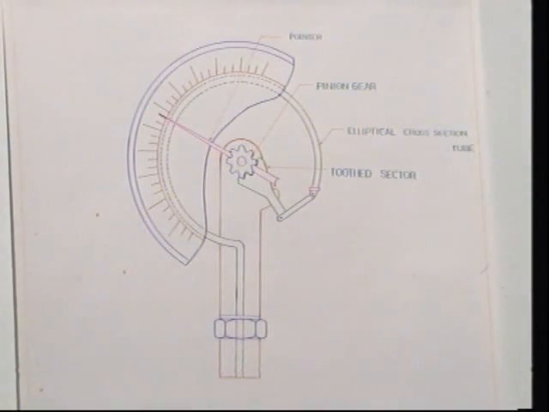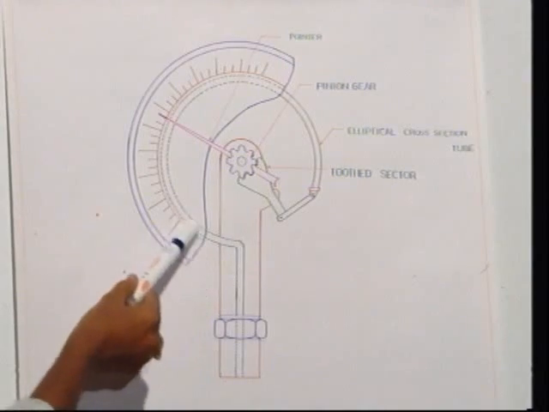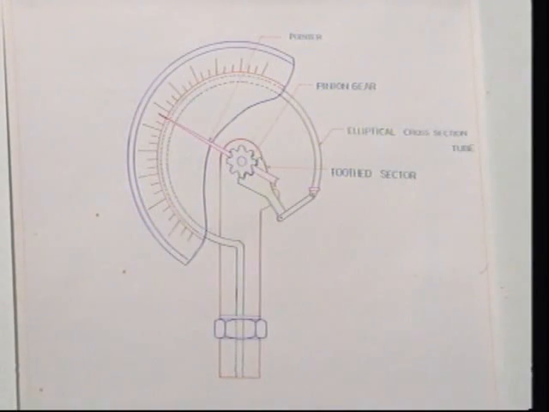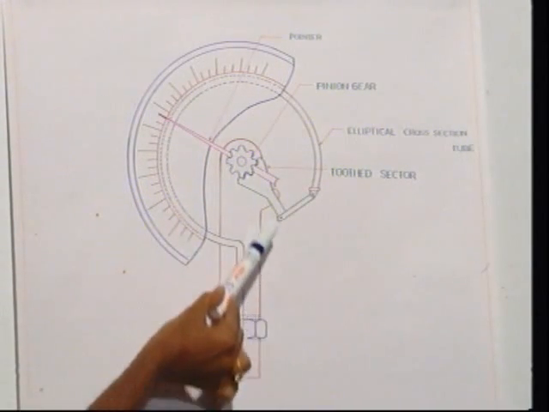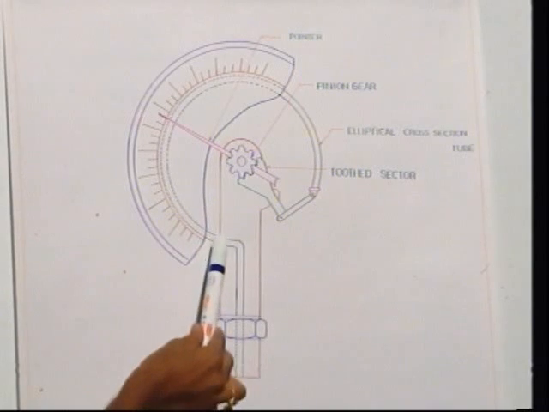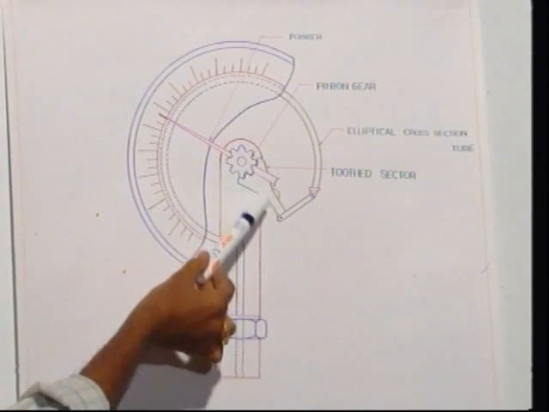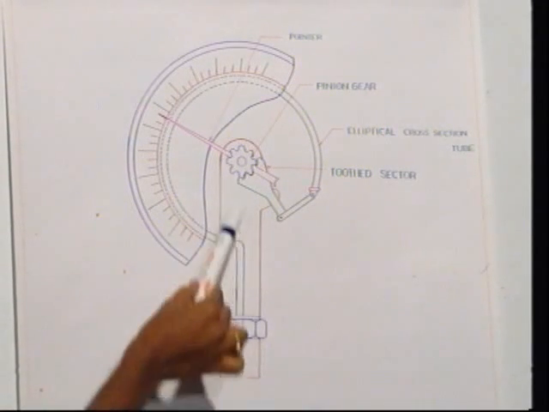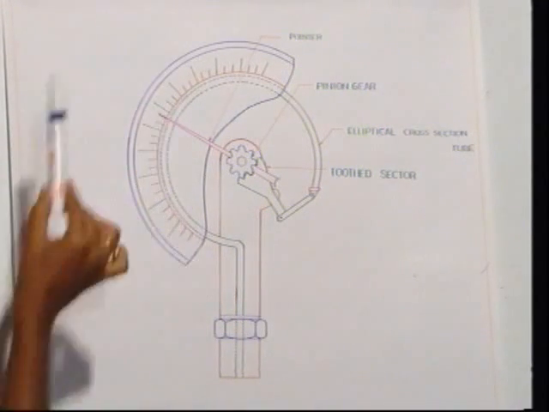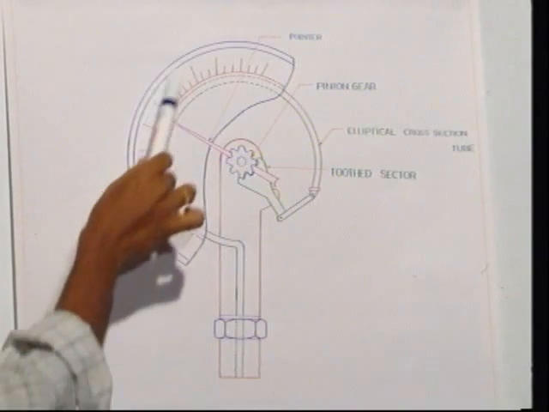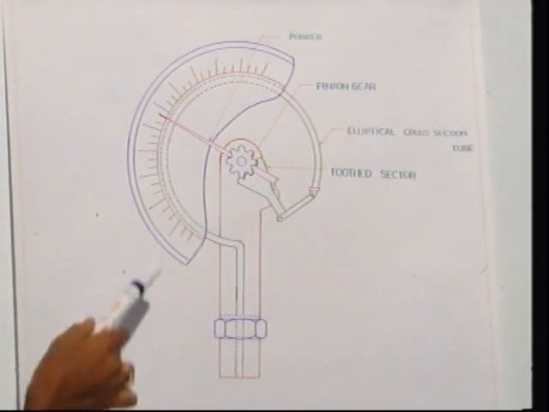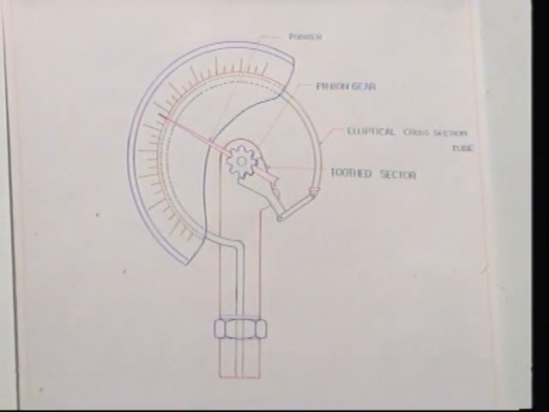This device consists of a metallic tube of elliptical cross section, one end of which is connected to a toothed sector and the other end is connected where we want to measure the pressure. There is a pinion and gear setup, and this is connected to the pointer. This is a pre-calibrated dial gauge where we can measure the pressures directly.